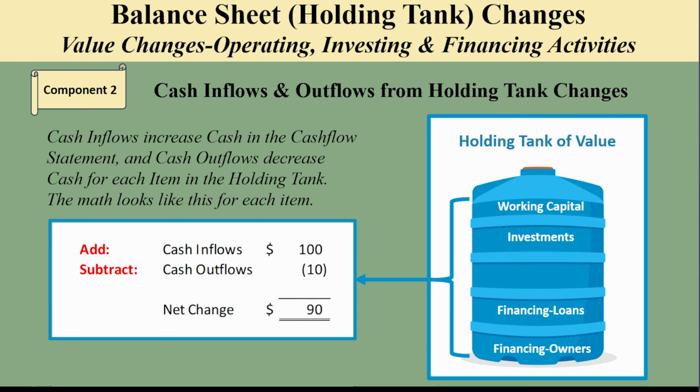Cash inflows are a plus or an add. Cash outflows are a subtraction or a minus. In this case, the net change is a positive number. $100 came in, $10 went out. The net change is $90.